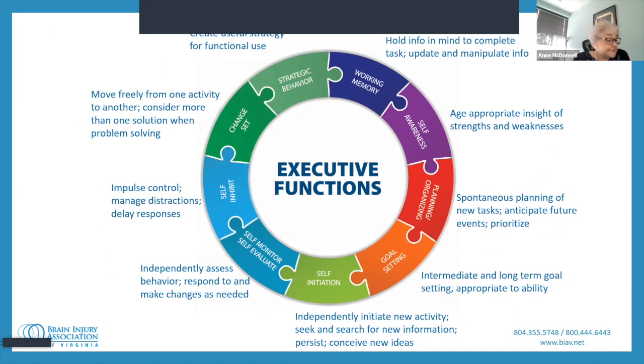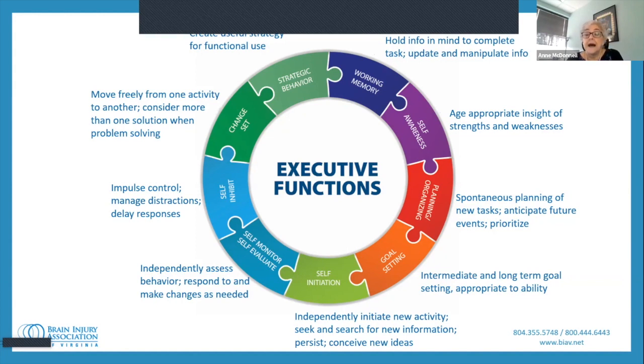And this is sort of the executive function wheel. You can look at things like working memory, which holds information in mind to complete a task and update and manipulate information. You could look at something like planning and organization, which is how we plan new tasks, how we anticipate future events, and how we prioritize our day and our tasks to accomplish the things that need to be done. You could look at something like self-initiation.